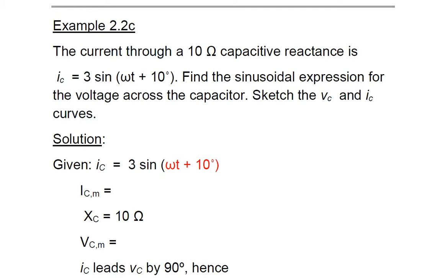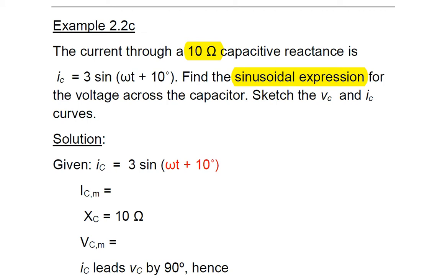In this video, we want to look at example 2.2c, and it reads as follows: the current through a 10 ohm capacitive reactance is IC equals 3 sine omega t plus 10 degrees. So we want to determine the sinusoidal expression for the voltage across the capacitor. And we also want to sketch the voltage across the capacitor characteristic, the waveform, and also the IC through the capacitor.